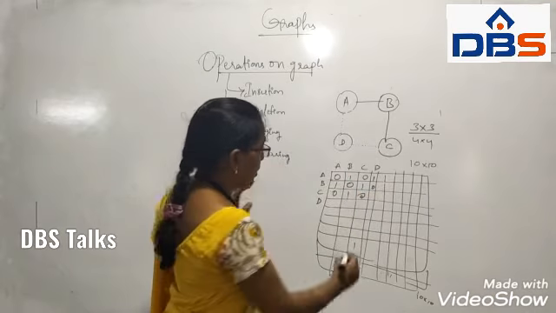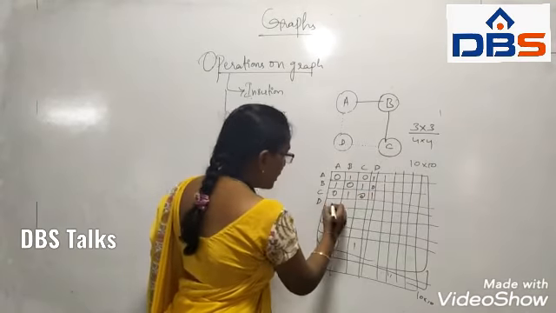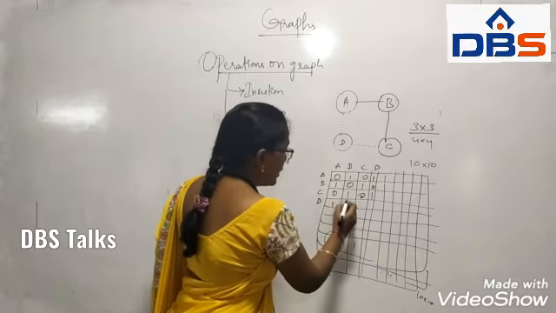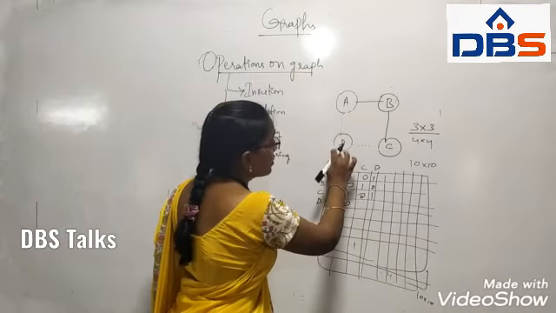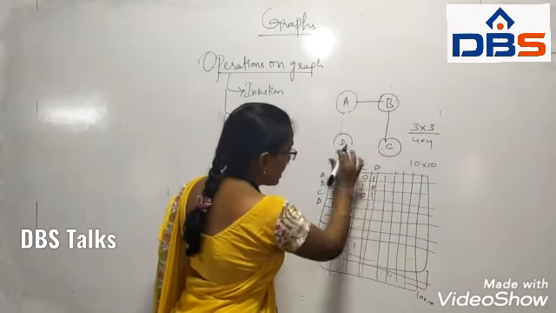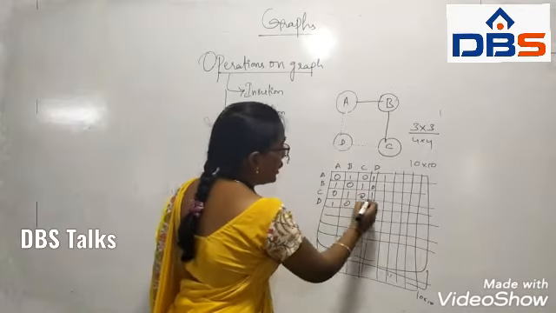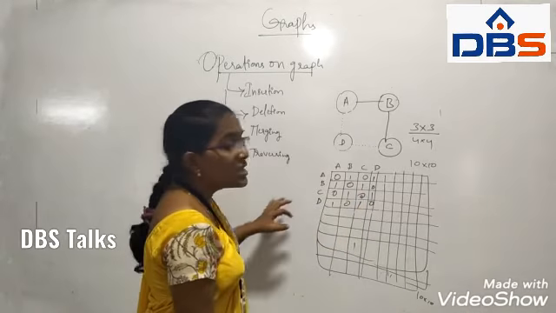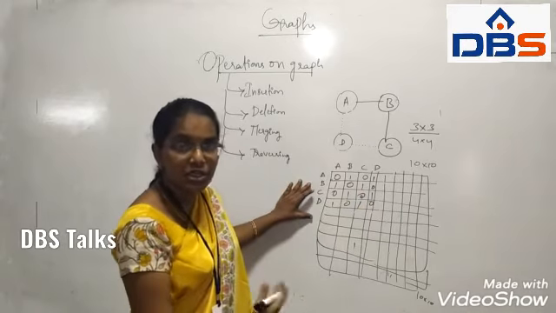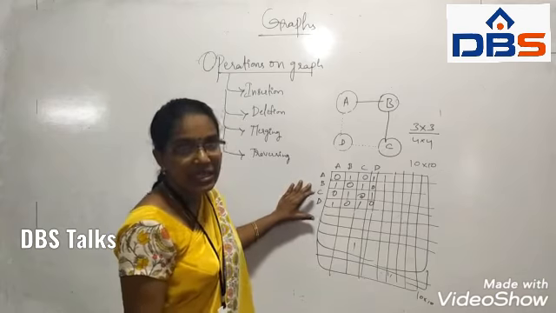C to D we have. D to A we have. D to B we don't have. D to C we have the link. D to D we don't have the link. Just like this we are going to perform the insertion operation in the adjacency matrix.